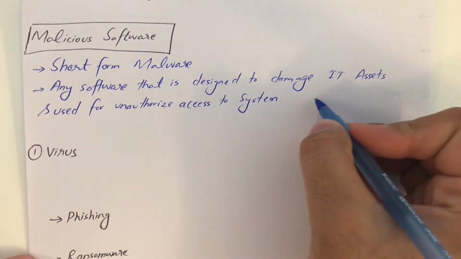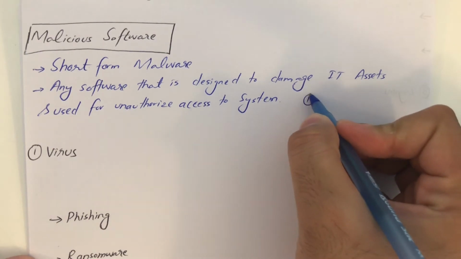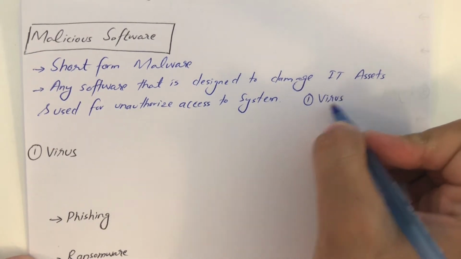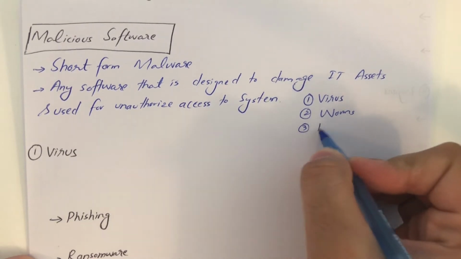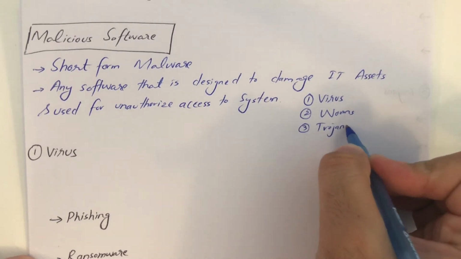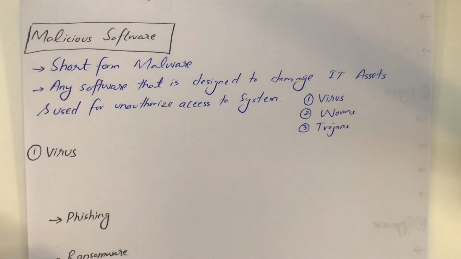Malware can be further classified; there are three main types of malware. One is viruses, second worms, and the third one is Trojans. Most of you have heard about viruses. We'll talk about the definitions and the differences between viruses, worms, and Trojans.